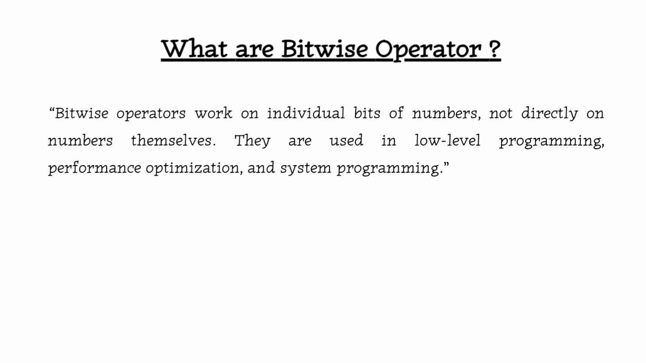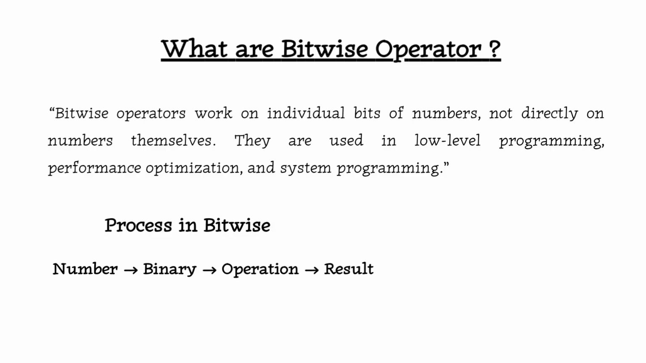Now this is where bitwise operators come into the picture. Now let's see what bitwise operators are exactly and how they work. Bitwise operators work directly on the bits of a number. They do not work on the whole decimal number. They check each bit individually and perform the operation bit by bit on the given number.